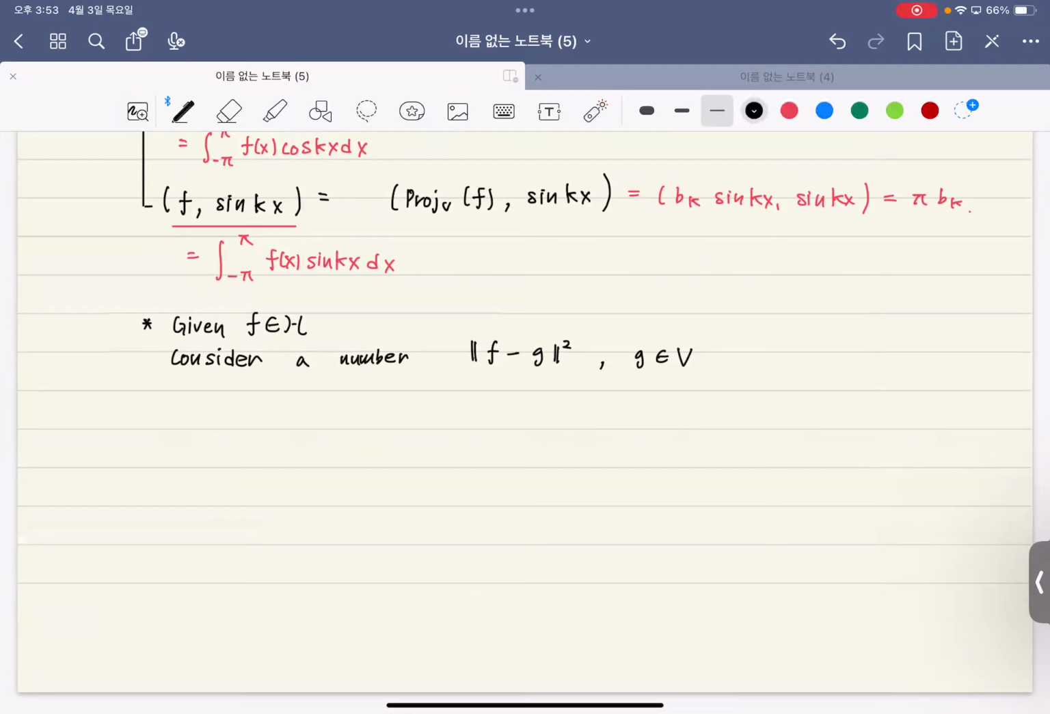Sorry, I have to mention that this is a subspace of H. So actually, f and g belong to the same space H, so there is the inner product. Thank you.